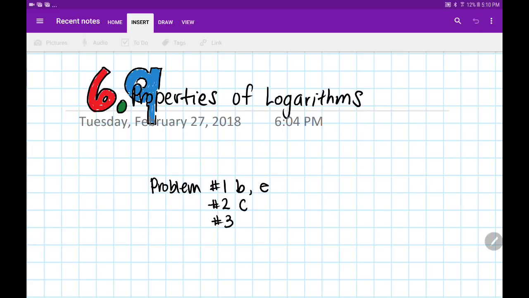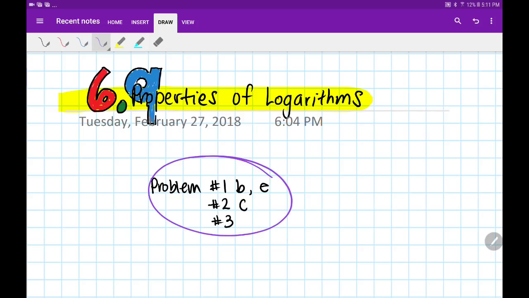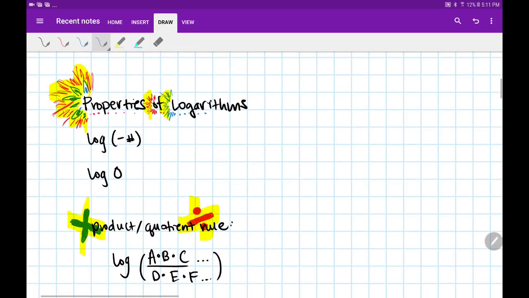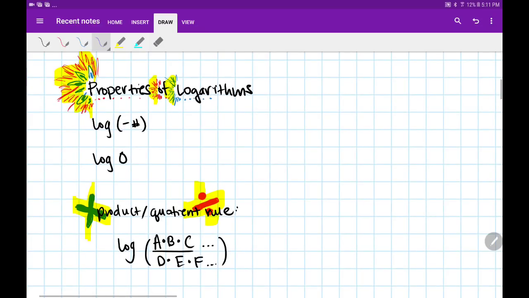Hello and welcome to homework help for lesson 6.9, the properties of logarithms. For today's homework, we are going to address numbers 1, 2, and 3. So before we get started, let's just talk about a couple of the basic rules.